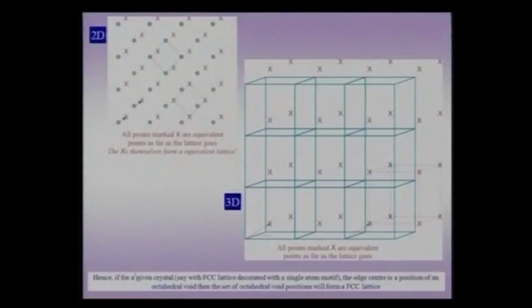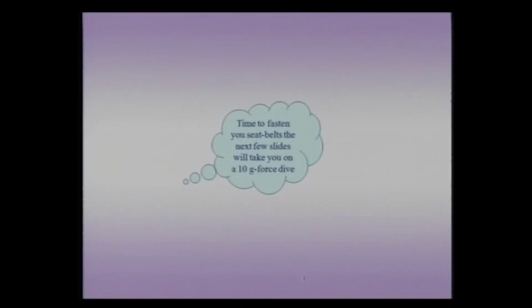Given a crystal, for instance an FCC lattice decorated with an atomic motif, and now I am talking about a crystal which is commonly called a cubic close packed crystal. If the edge center is a position of the octahedral void, then the set of octahedral void positions will also form an FCC lattice. So, this is an important property. Just to repeat the sentence, if for a given crystal, for instance a cubic close packed crystal, the edge center is a position of an octahedral void, then the set of octahedral void positions will also form an FCC lattice. So, this is something to be remembered.